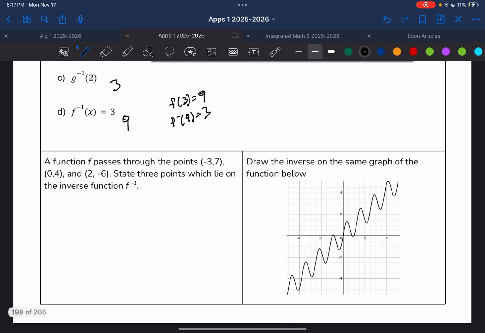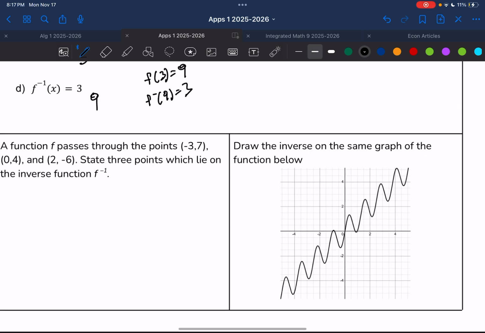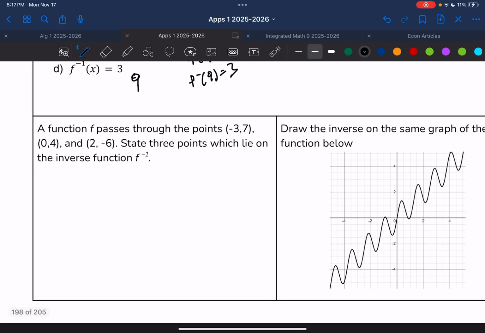If we go down here, function f passes through the points negative 3, 7, 0, 4, and 2, negative 6. State 3 points which lie on the inverse function f negative 1. So we know that if we have a function that passes through the point a, b, in other words, when you input a, you output b, then the inverse function has the point b, a, right? If you input b in the inverse, you have to output a. So that means for each of these, we can simply switch x and y, right? We can switch the domain and range, and we saw that algebraically.